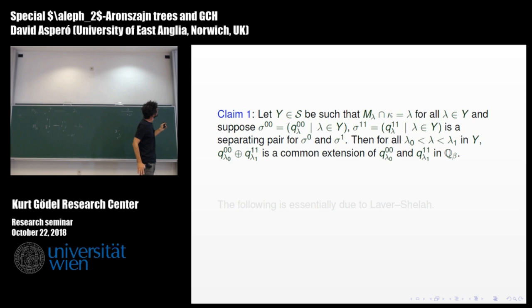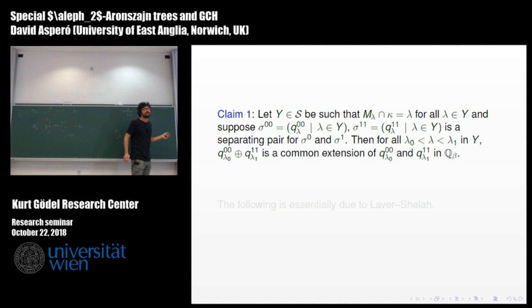I think I'm close enough to wave my hand so that you would prove this claim: if you have this separating pair for the initial sequences, then whenever I take two indices and an extra index in between, for convenience, when I look at the left side condition for lambda zero and the right side condition for lambda one, the amalgamation is a common extension.